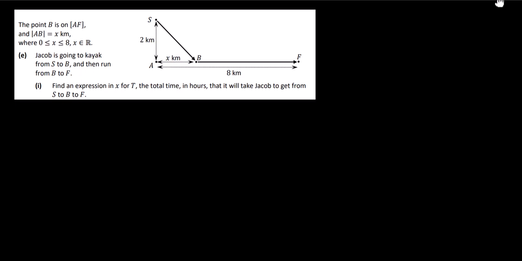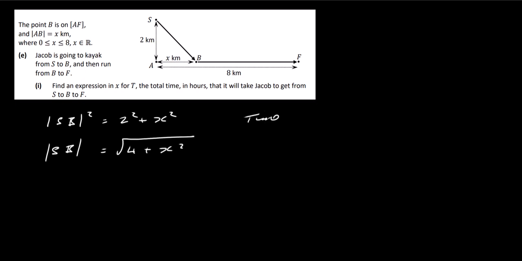The point B is on AF. AB is X kilometers, where X is between 0 and 8. Jacob is going to kayak from S to B and then run from B to F. Find an expression in X for T, the total time in hours that it would take Jacob to get from S to B and then to F. Okay, so first of all, we've got to find the distance from S to B. And to do that, we're just going to use Pythagoras' theorem. So again, the distance from S to B, if we square it, is going to be equal to 2 squared plus X squared. So the distance from S to B then is just the square root of 4 plus X squared.